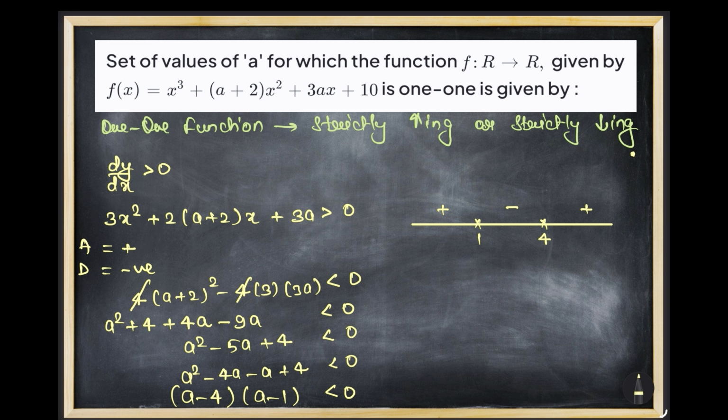Okay, and we are interested in negative regions. So negative region means what? Less than 0, right? So in the negative region, a belongs to (1, 4). So these are the values of a for which this function will behave as a 1-1 function.